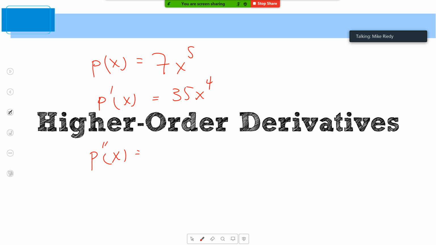Cameron, what's p double prime of x? Would it be, let's say, 105 x to the third? I don't think it's 105. Oh, okay. 35 times 2 is 70, times 2 is 140 x to the third. Oh, okay. Okay, good.